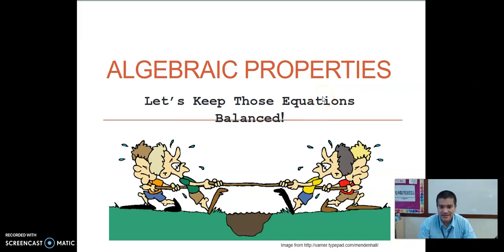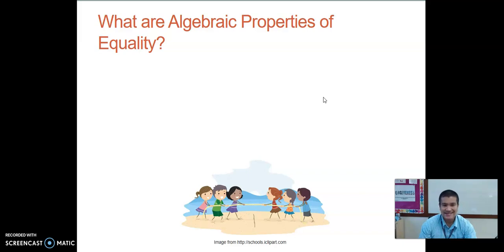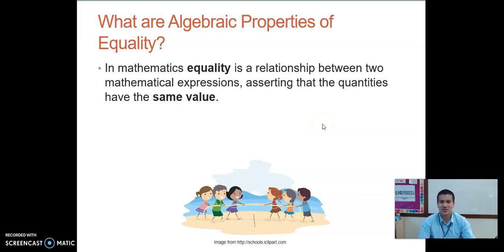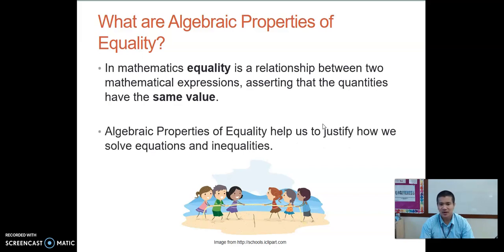Okay, good day everyone. In this video we're going to learn about algebraic properties, which we already discussed when we solved problems using addition and subtraction. So what are the algebraic properties of equality? In mathematics, equality is a relationship between two mathematical expressions asserting that the quantities have the same values. The algebraic properties of equality help us justify how we solve equations and inequalities.